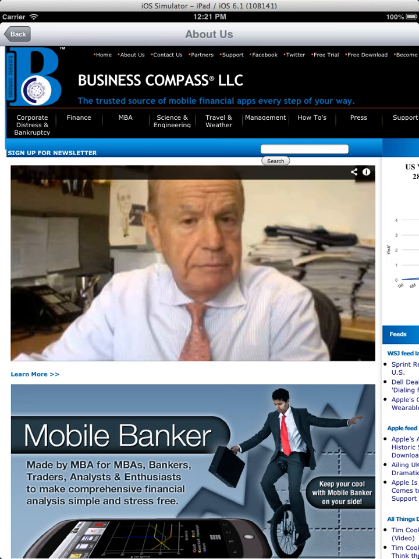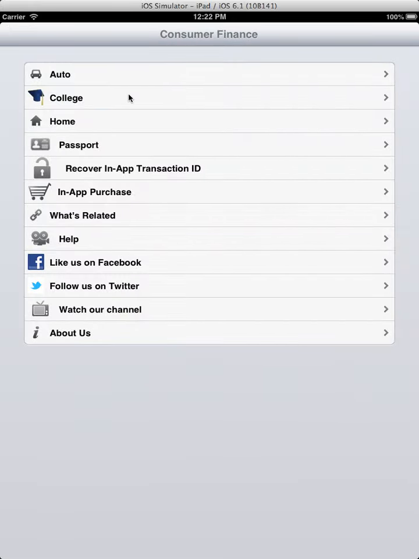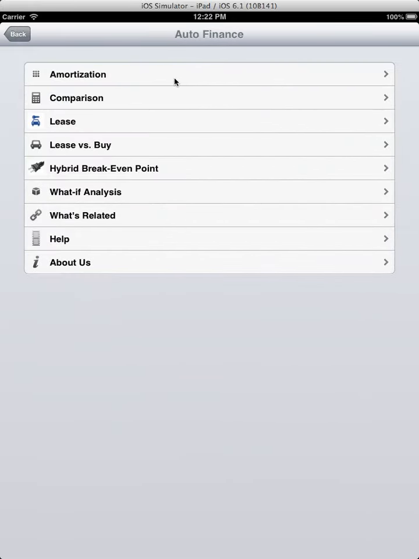Hello and welcome to Consumer Finance iPhone and iPad application by Business Compass LLC. This application covers a wide range of financial analysis for home loans, for car loans, leases, and for student loans. So it covers auto loan amortization, comparison, lease versus buy, hybrid break-even point, what if analysis.